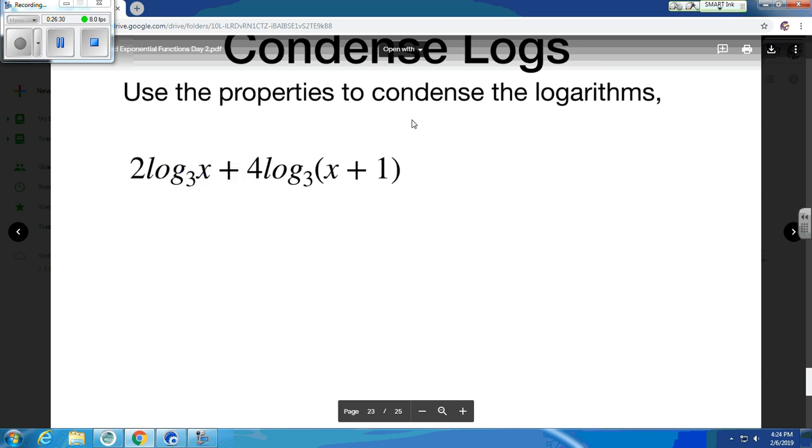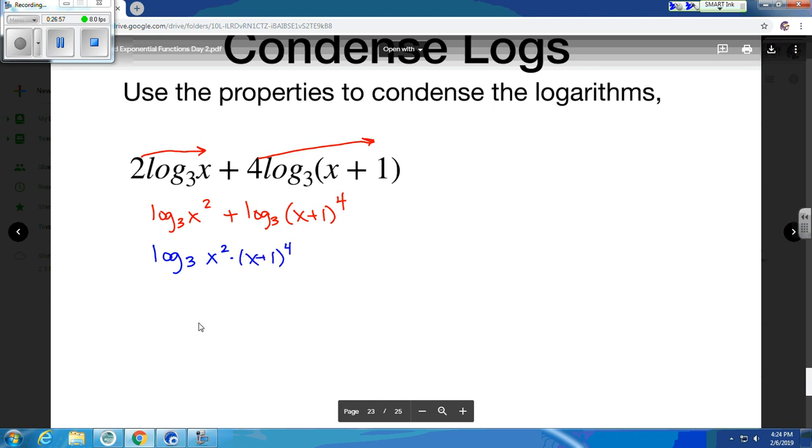If there's a number in front of the log, that means that it came from being an exponent. So we're going to put it back in its proper place. So here I have log base 3 of x to the second power plus log base 3 of x plus 1 to the fourth power. Addition means that it came from multiplication. So I'll have log base 3 of x squared times x plus 1 to the fourth power.